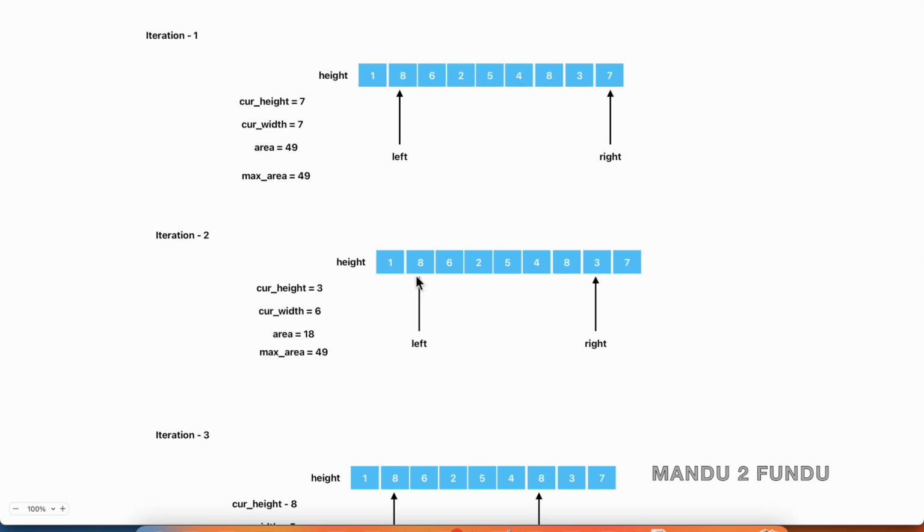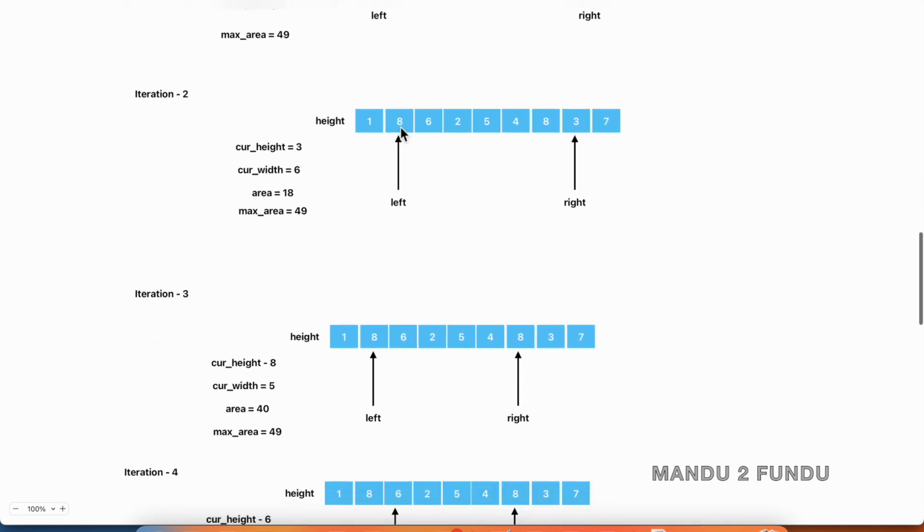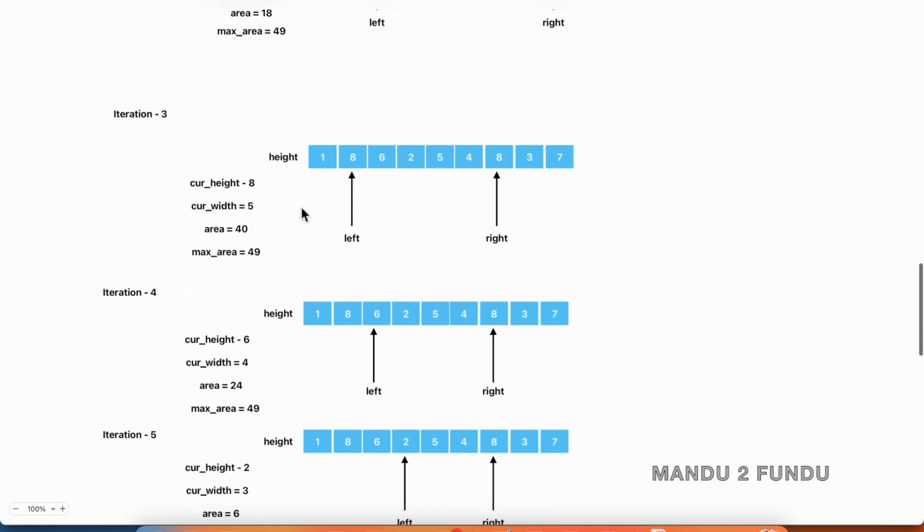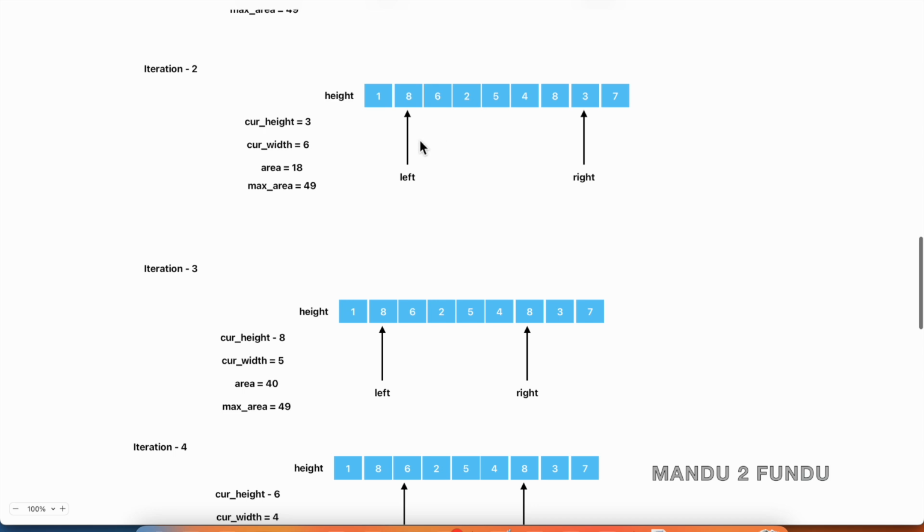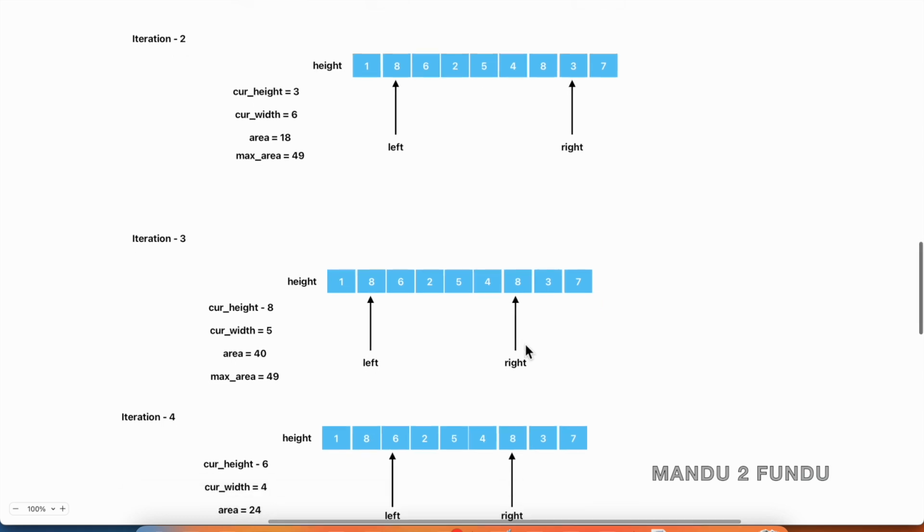Next, I compare the heights pointed by left and right, and value 3 is less, so we choose that value as the current height, and then the width will be the difference between the right and left pointer, and the product is 18, which is less than the max area, so we are not updating the max area this time. And we compare the heights, whichever is less, we advance the pointer. In this case, the right pointer is advanced to 8.